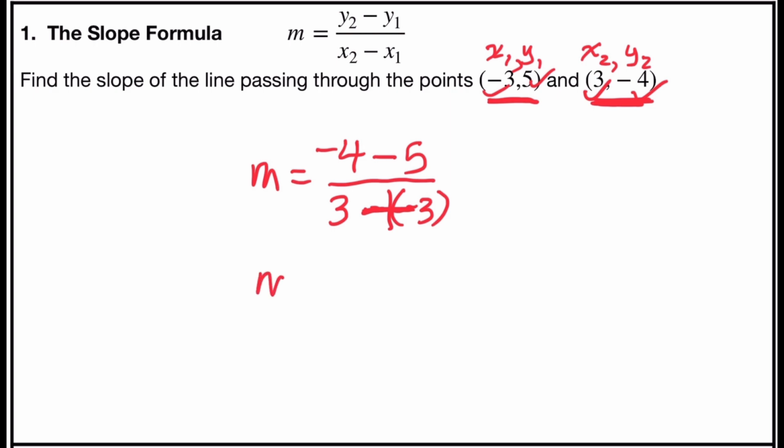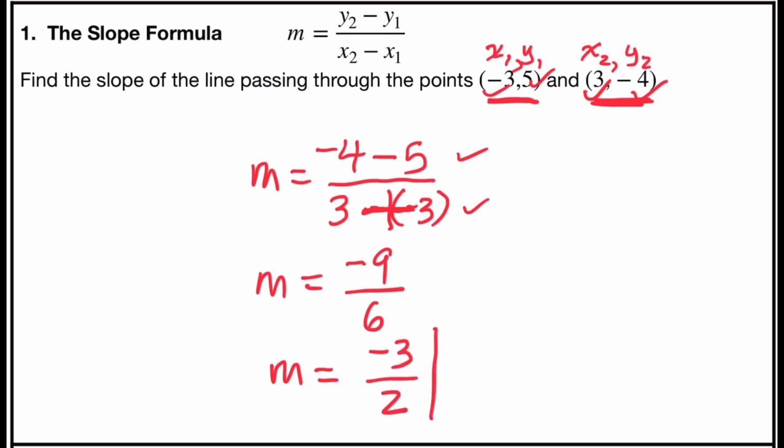Now I'm going to simplify. Slope is equal to negative 4 minus 5 is negative 9, and 3 plus 3 is 6. That fraction can be reduced by 3 over 3. Negative 9 divided by 3 is negative 3, and 6 divided by 3 is 2. So my slope is negative 3 over 2.